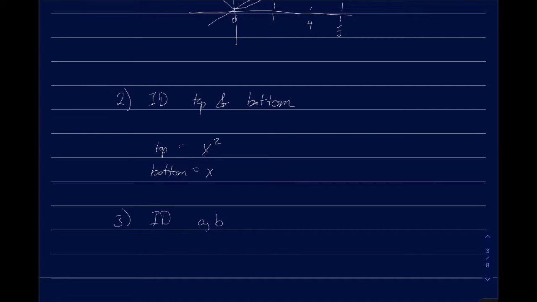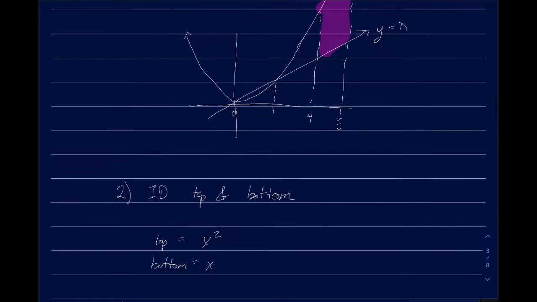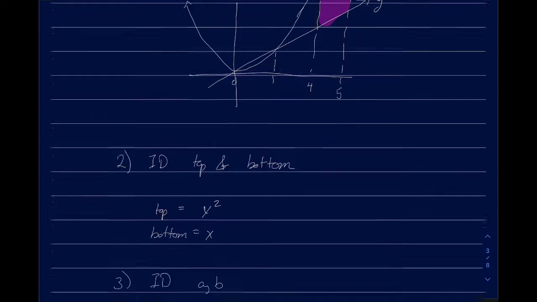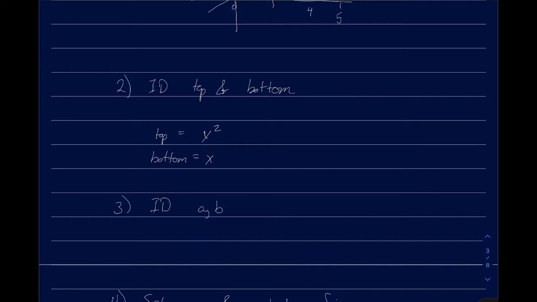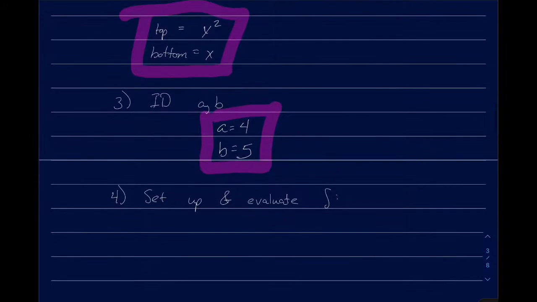Now, we have to identify a and b. Well, we're given a and b. We're told that we go from x equals 4 to x equals 5. So a is 4 and b is 5. And let's just go ahead and draw a square around everything that we need.